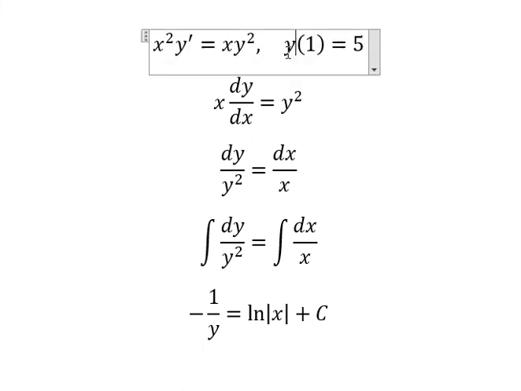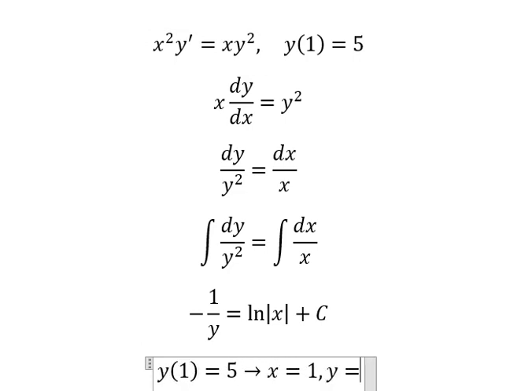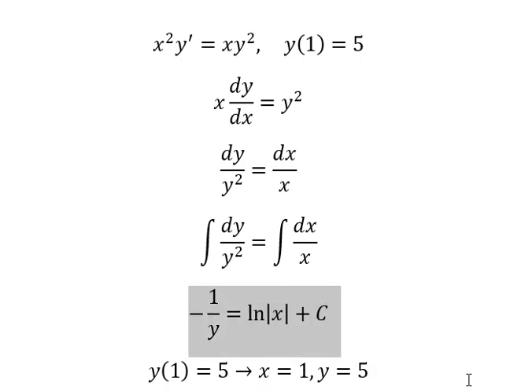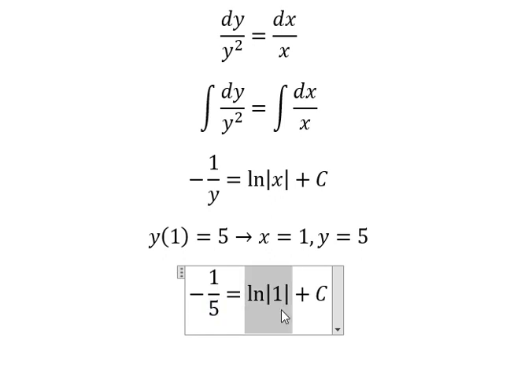Now we have the conditions. That means when s equals 1, y equals 5. So we need to put the values in here to find the value of c. ln 1 equals 0.